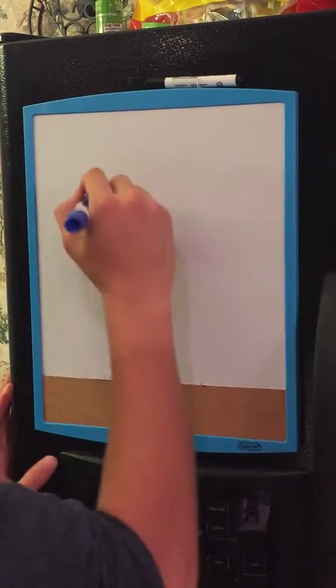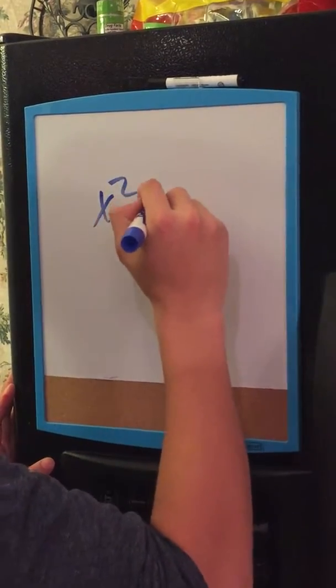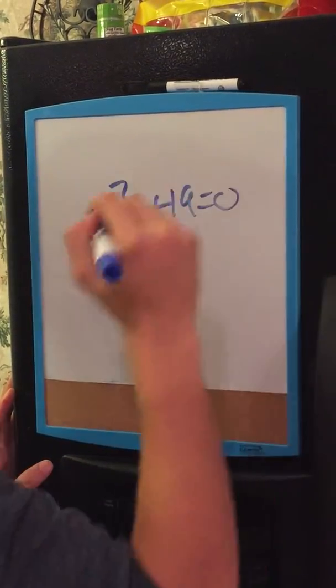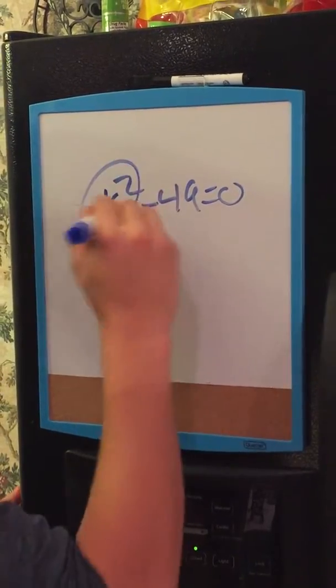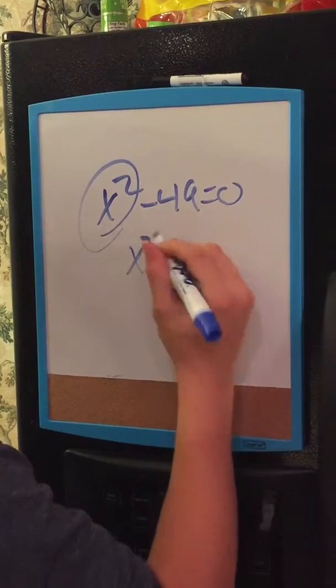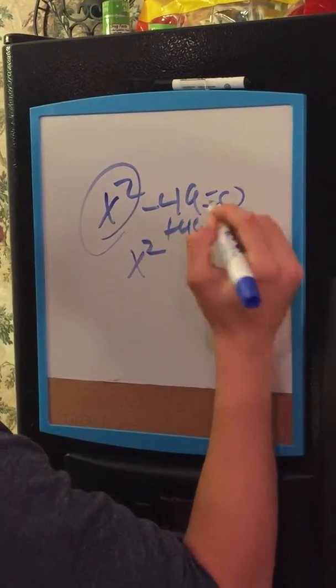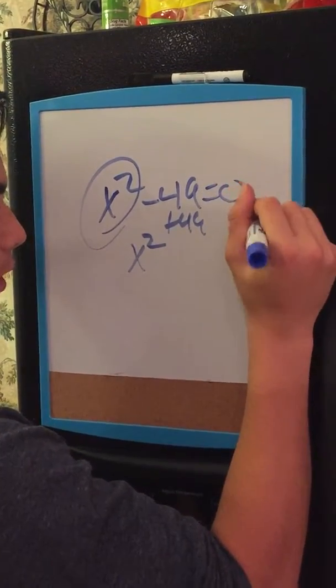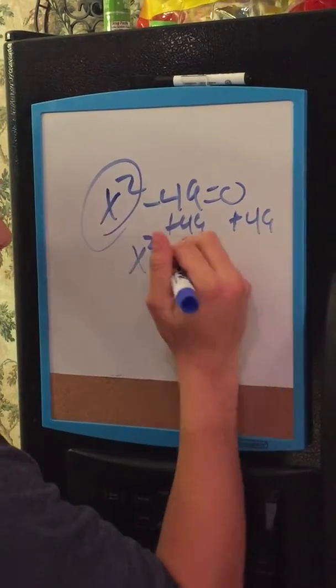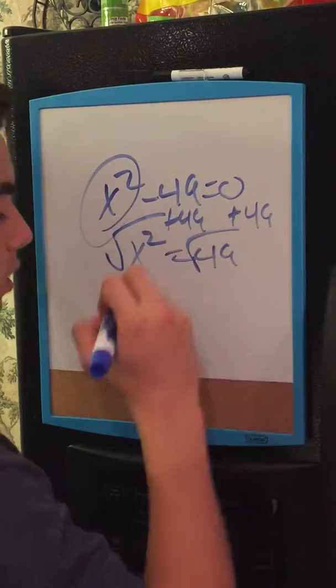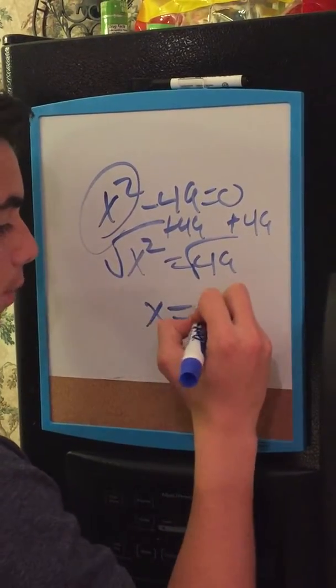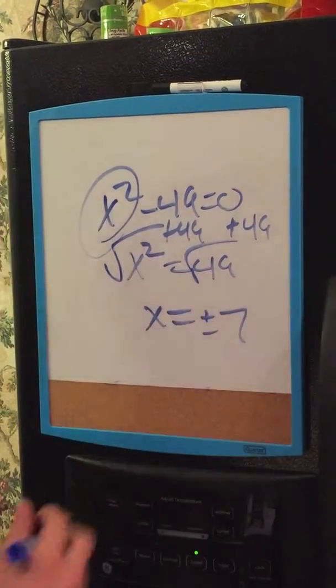The first one we're going to do is x squared minus 49 equals 0. The rule says you must isolate the x squared, so you add 49 to each side to get rid of the 49 on that side. Then you get x squared equals 49, and then you take the square root of both sides. x equals plus or minus 7.